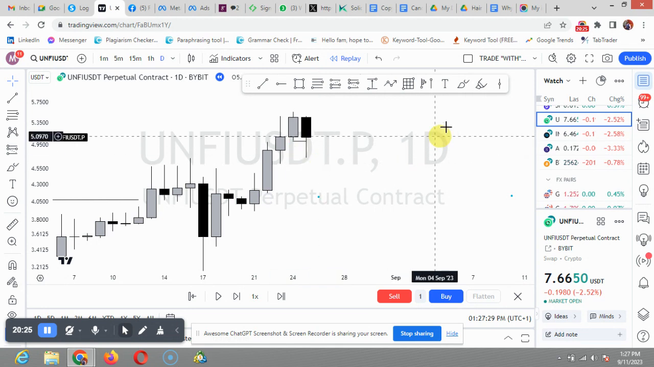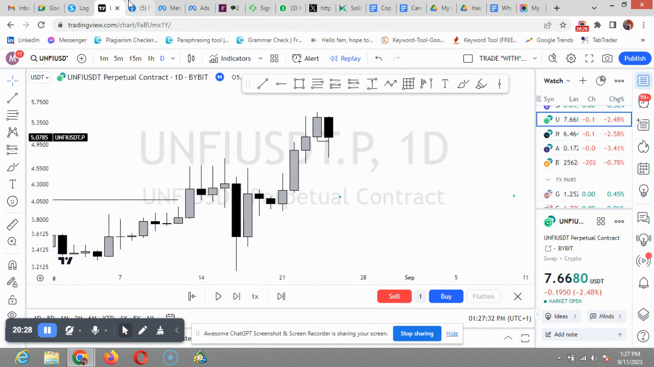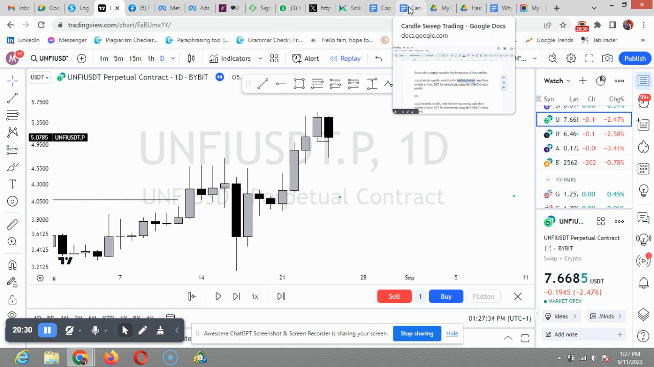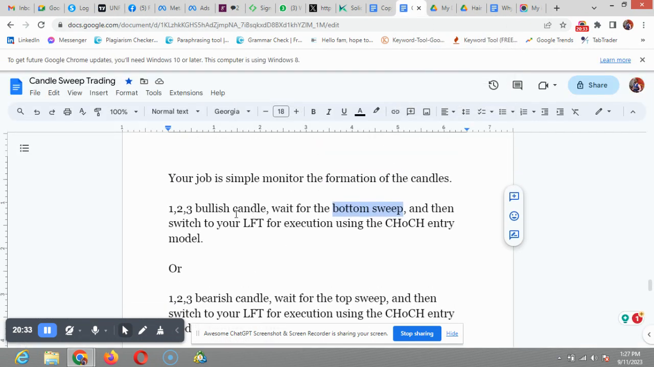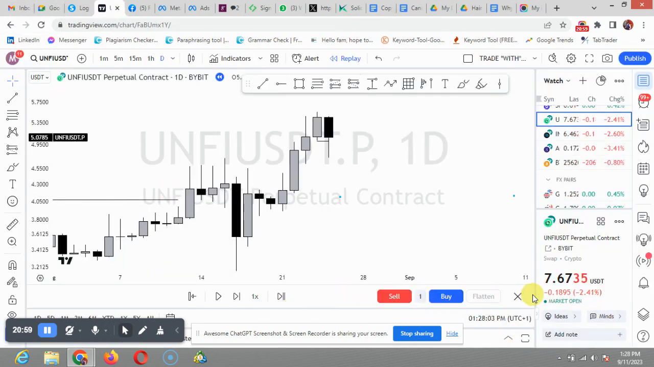So this is what you do with this system. It is pretty simple and straightforward. All right. So once I see a 1, 2, 3 bullish candle, I want to wait for the bottom sweep. Bullish movement, bottom sweep. Bearish movement, top sweep. All right, please have this in mind. For a bullish movement, I want to see a bottom sweep of the previous candle. But for a bearish movement, I want to see a what? A top sweep.